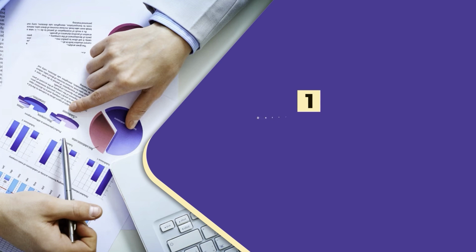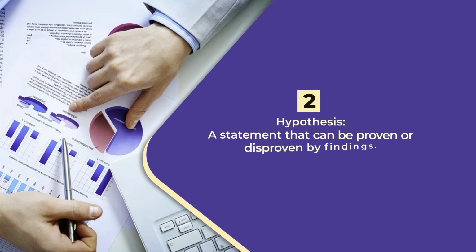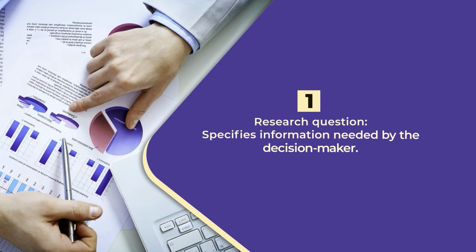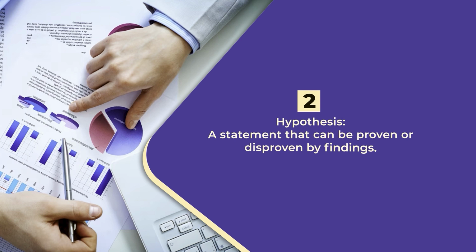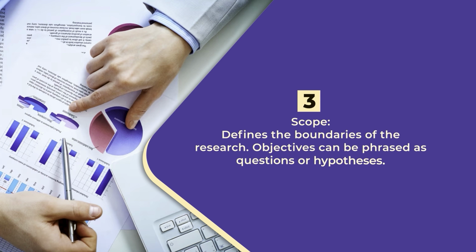Research objectives have three components. One is the research question, then the hypothesis, and the scope. The research question specifies information needed by the decision maker. A hypothesis is a statement that can be proven or disproven by findings, and scope defines the boundaries of the research. The formulation of the hypothesis and the scope or boundaries of the research help the researcher formulate more focused and precise research questions.